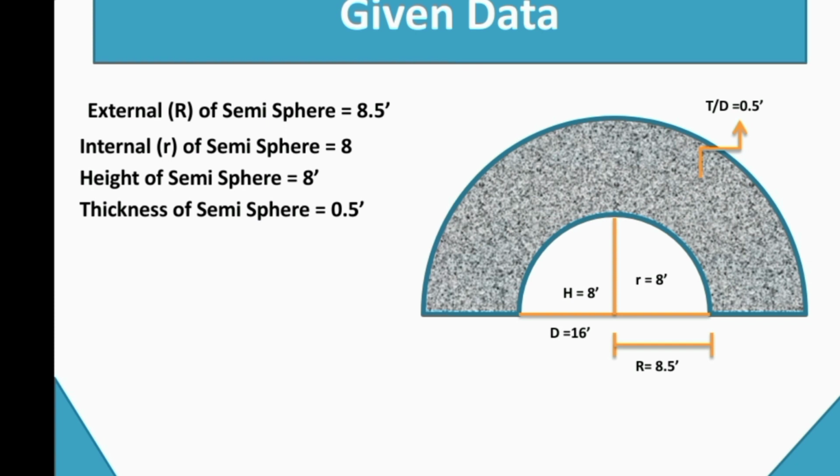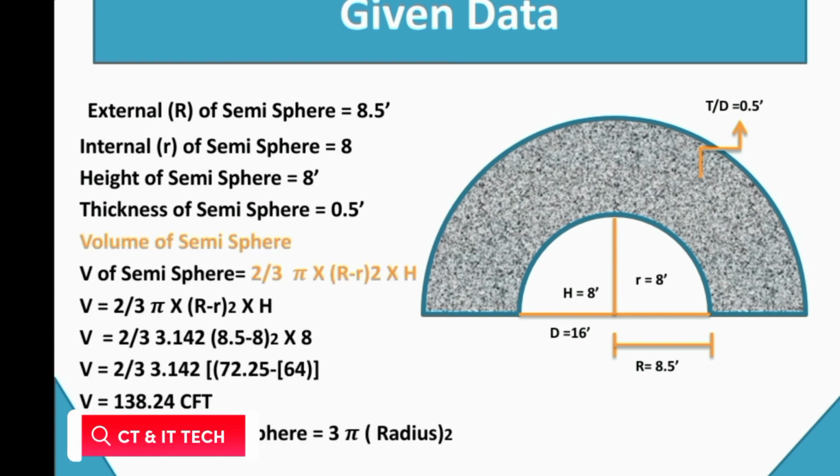Now you can see in the construction section that the diameter of the dome is 16 feet, the height of the dome is 8 feet, and the radius of the dome is 8 feet. The external radius of the dome is 8.5 feet and the thickness of the dome is 6 inches. It means 0.5 feet. Now we can calculate and solve the example.